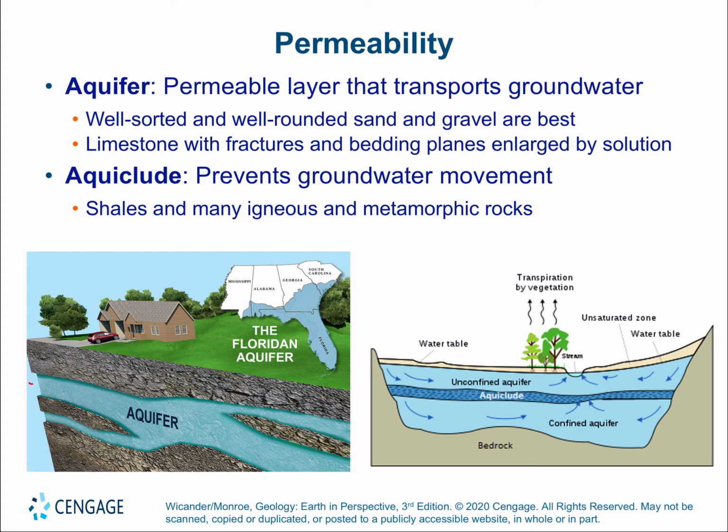Notice in this picture, this is your aquifer. So your aquifer is that transport. You can think of it like a canal where the water's flowing. The aquiclude, shown in this picture, is going to prevent groundwater movement. So your aquiclude is typically your shales, a lot of your igneous and metamorphic rock, because they would have a low permeability, so the water can't be transported. So here you can see there's not a connection of water from top to bottom because this aquiclude is going to prevent that water from moving.